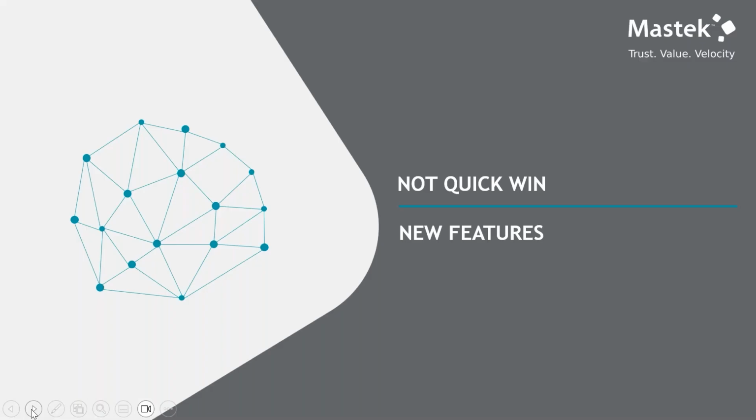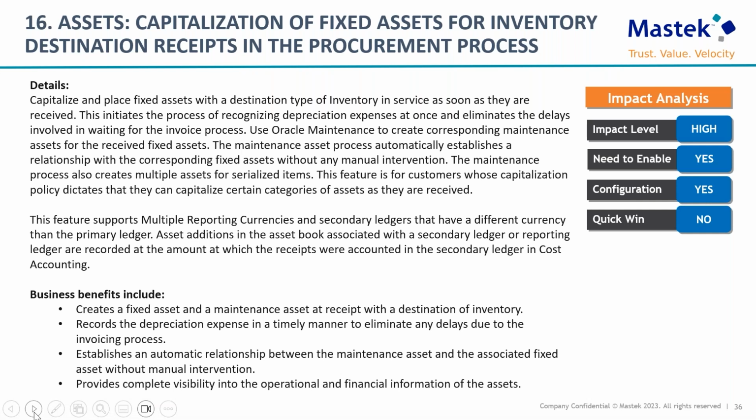Moving on to the next category of features, which are not quick wins, which means a significant amount of time and effort is required by users to enable these features. The first one in this category is from the assets module, which is capitalization of fixed assets for inventory destination receipts in the procurement process.